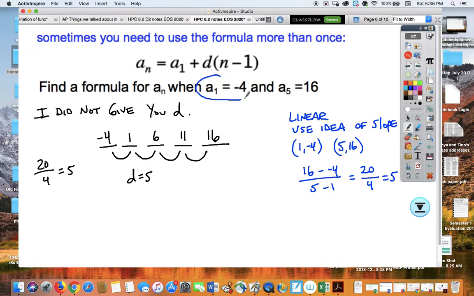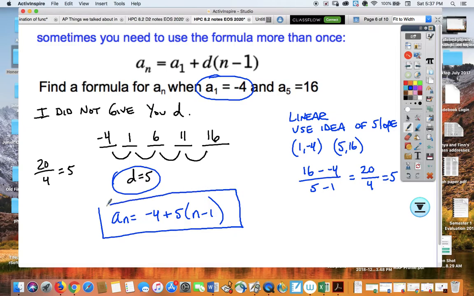Now that we know our first term and our common difference, we can write our formula. So it'll be negative 4 plus 5 times the quantity n minus 1. That's our formula, and that's all I was instructed to do for this problem.